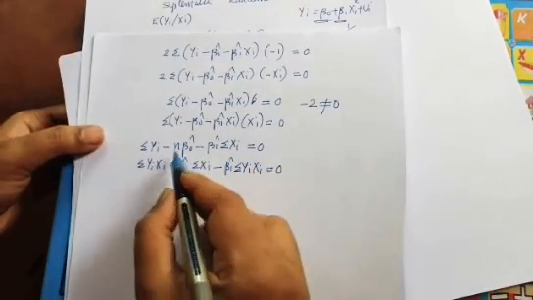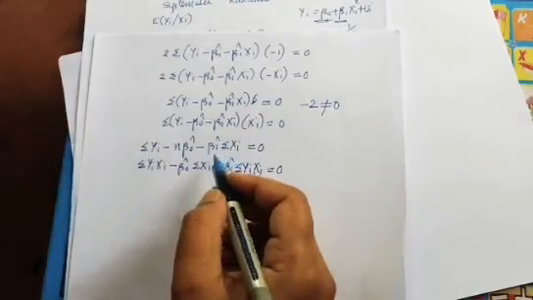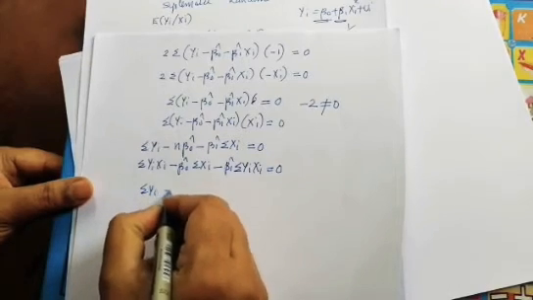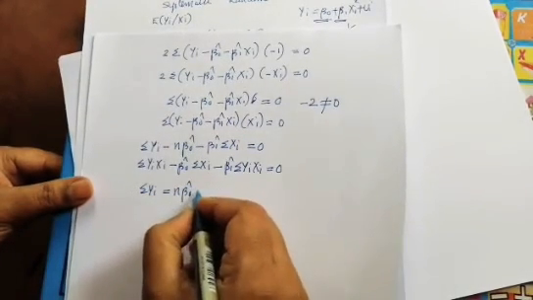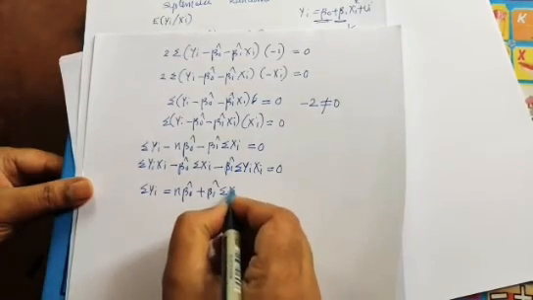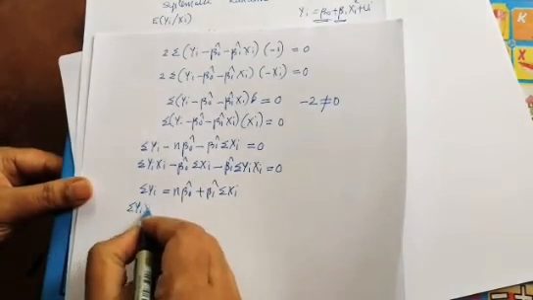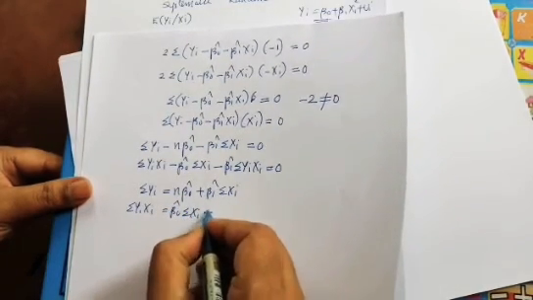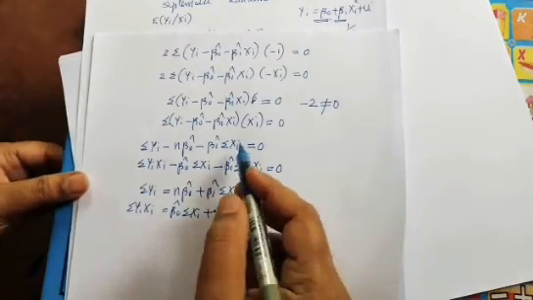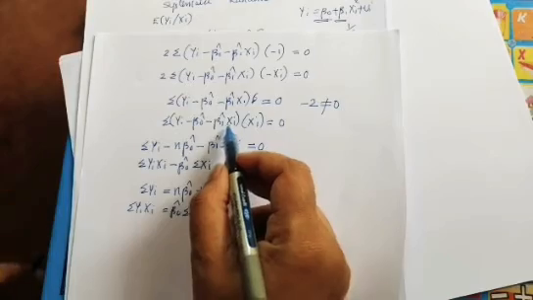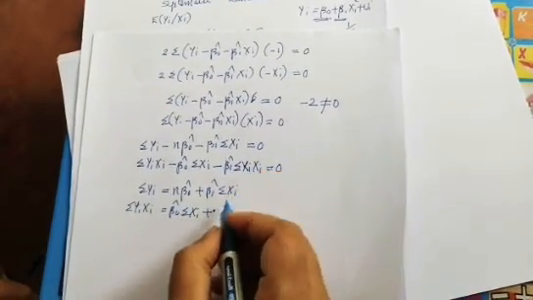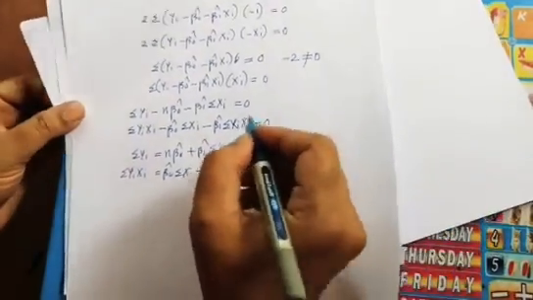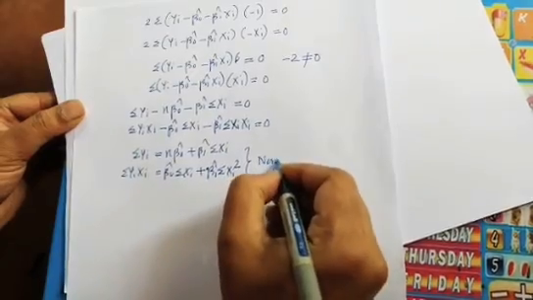Then again we can rewrite this equation by taking the minus sign to the other side, that is sigma yi equal to n beta 0 hat plus beta 1 hat sigma xi. The next, sigma yi xi equal to beta 0 hat sigma xi plus, so here there is one mistake, that is sigma xi into xi, that is beta 1 hat sigma xi square. These are the two normal equations.